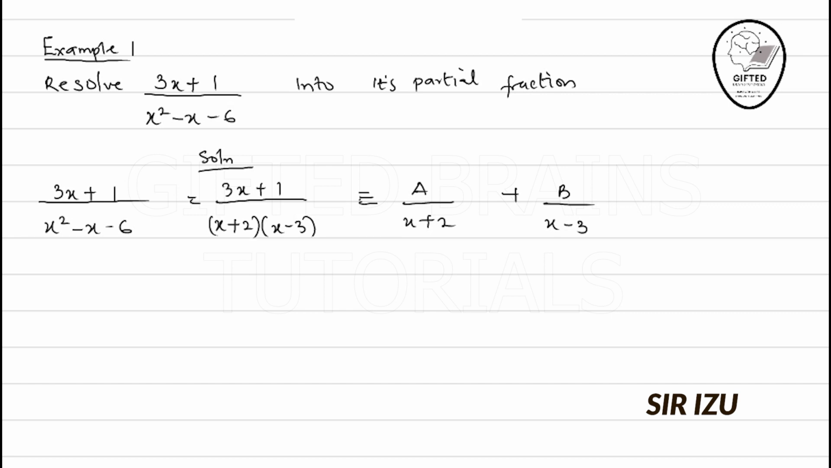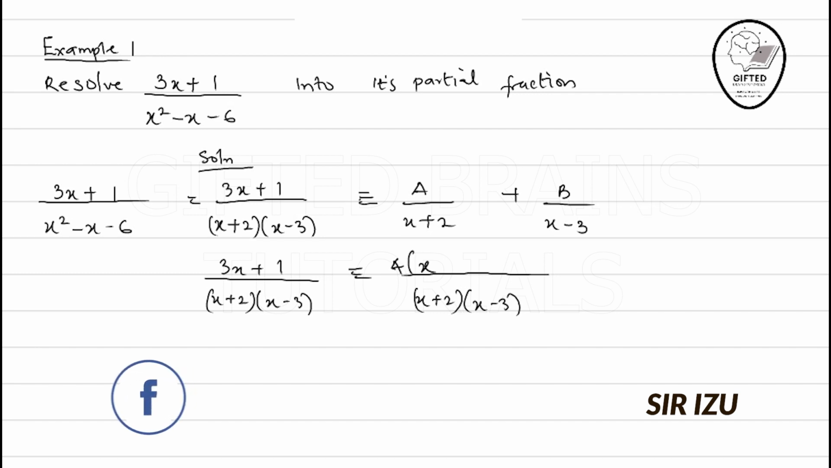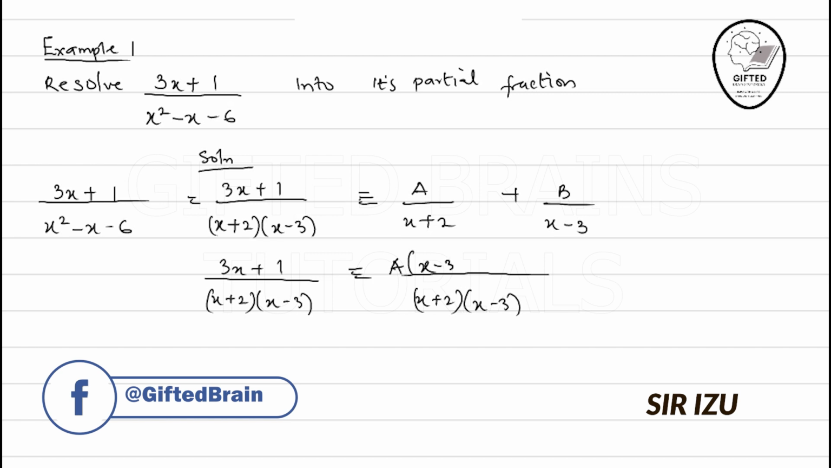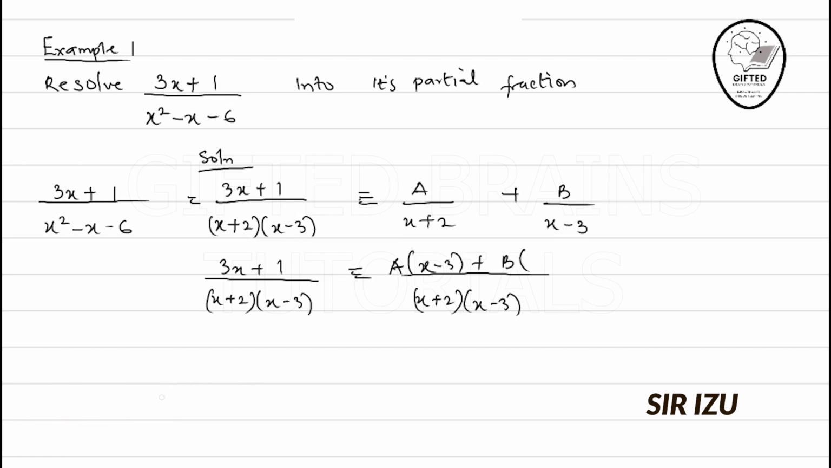Then the next thing we have to do is to rewrite the left hand side, that is (3x plus 1) all over (x plus 2)(x minus 3), which is equivalent to joining the two partial fractions. The LCM is (x plus 2)(x minus 3). And so if I join, x plus 2 goes to the denominator, will give me a into (x minus 3) plus b into (x plus 2). So this is what we have.